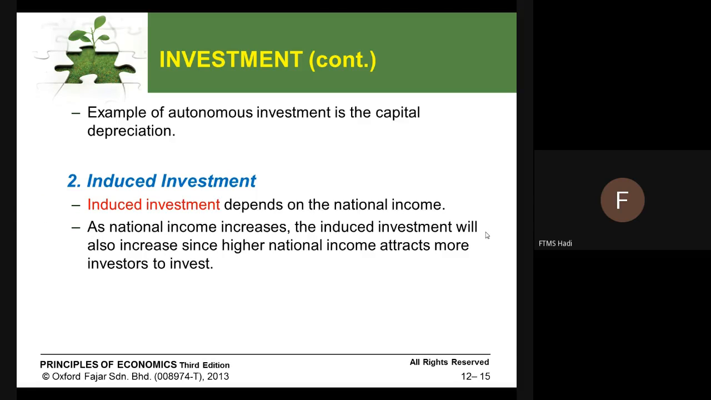But in induced investment, it depends on the national income. The higher the national income is, the higher the investment will be as well. Induced investment mostly focuses on developed countries.